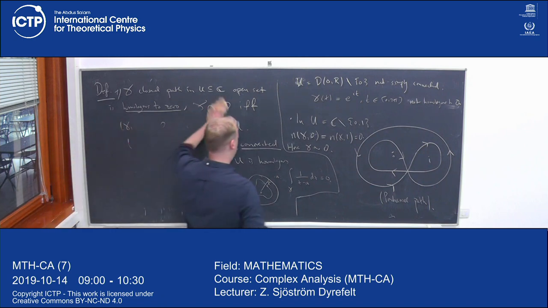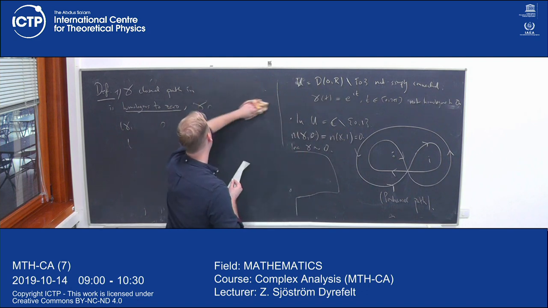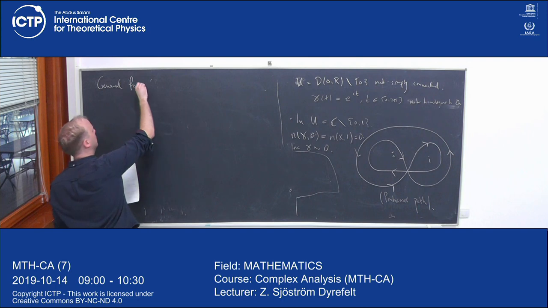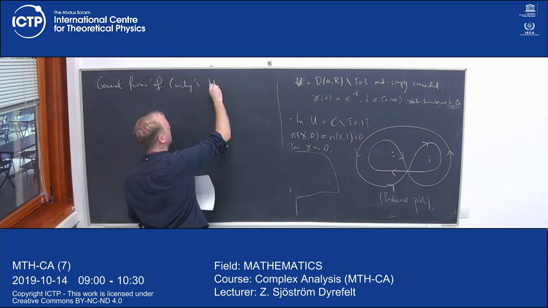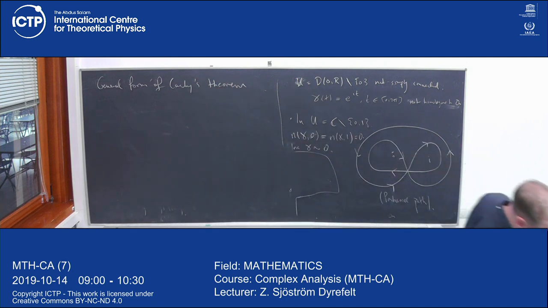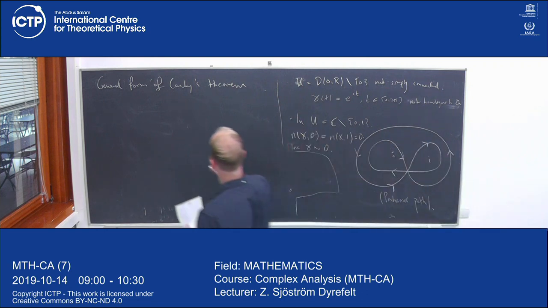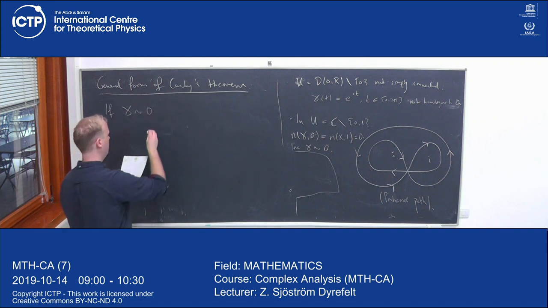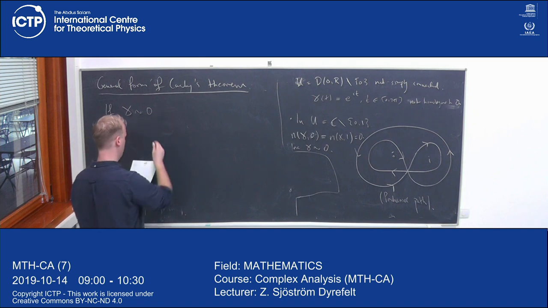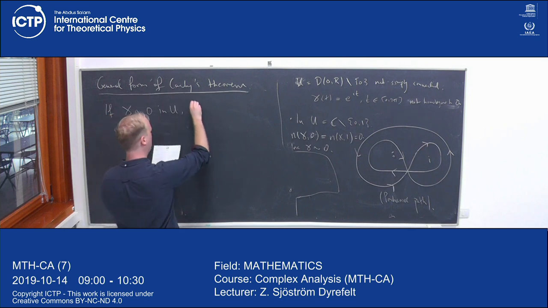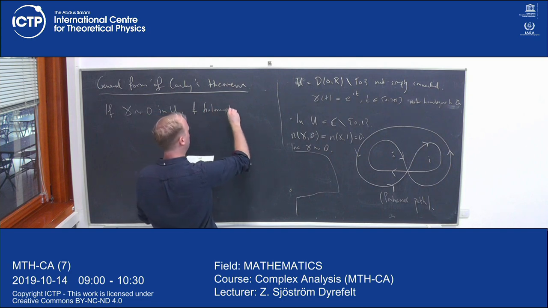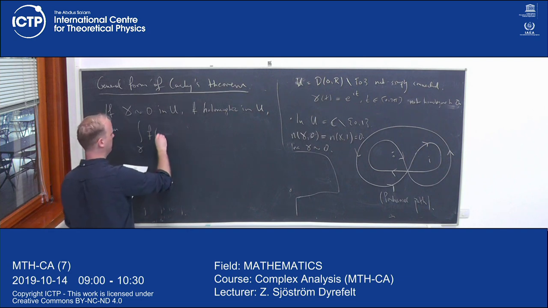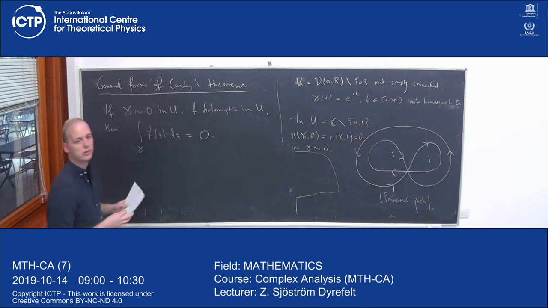Okay, and now let's take the general form of Cauchy's theorem. So it is the following: that if gamma is a closed path, which is homologous to zero, in some u, f is holomorphic in u, then this integral of f is equal to 0.